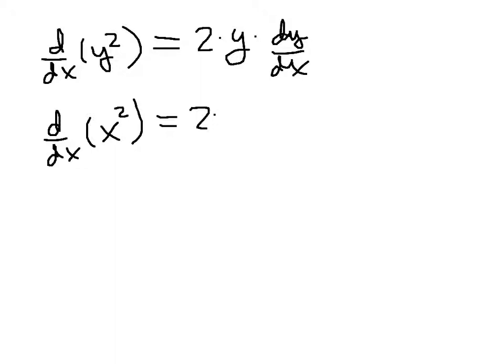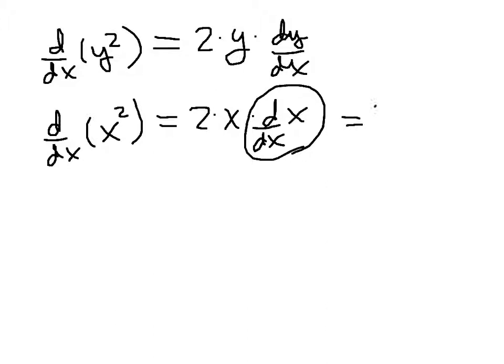That's going to be 2 times x, and if I do the same thing, it's the derivative with respect to x of x. But since the derivative with respect to x of x is 1, we simply get 2x. But it's helpful to see that we can do exactly the same thing in each case. In the second case, things simplify because we're taking the derivative of x with respect to x.